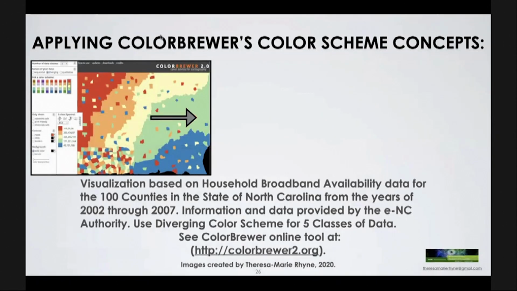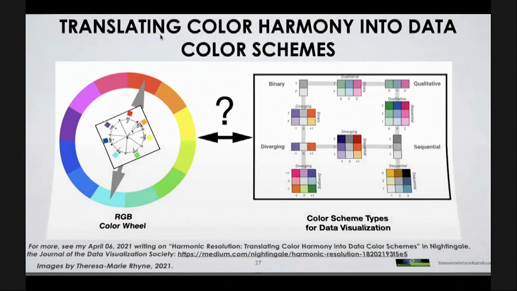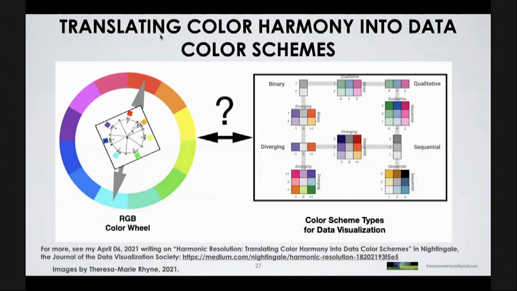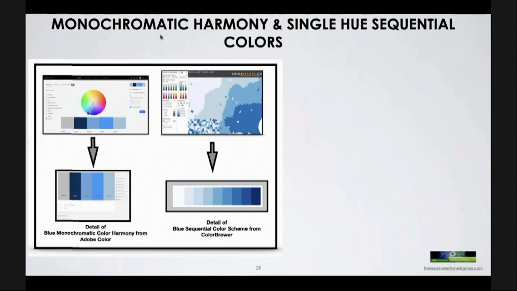So here is Color Brewer in action. This is a particular Color Brewer scheme, and here I've applied it to broadband in the state of North Carolina. Okay, so I did an article in Nightingale around 2021, and I talked about how to translate between color harmony and the Color Brewer combinations.